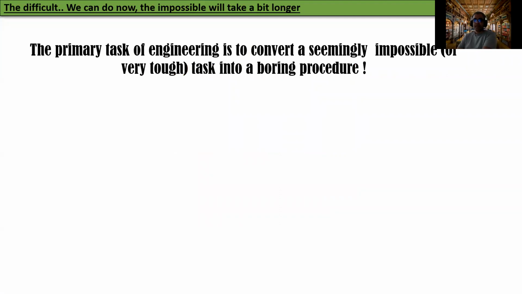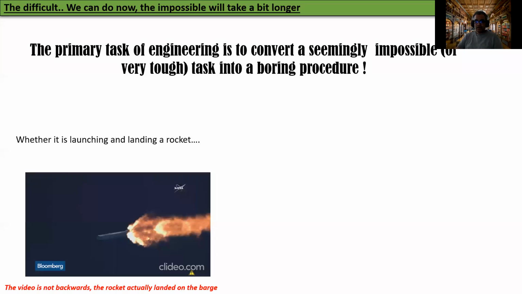The primary task of engineering is to convert a seemingly impossible or very tough task into a boring procedure. So at the end of the day, what looks impossible will just become a standard procedure. For example, whether it is launching a rocket.